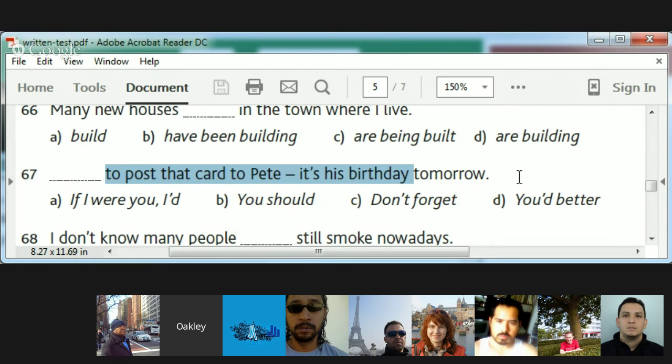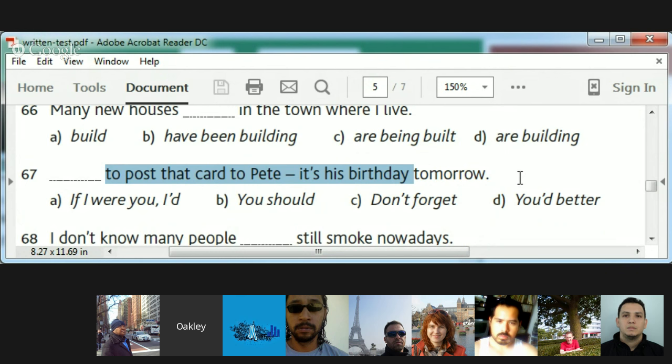Okay. Plan to post that card to Pete. It is his birthday tomorrow. Don't forget to post that card to Pete. Don't forget.